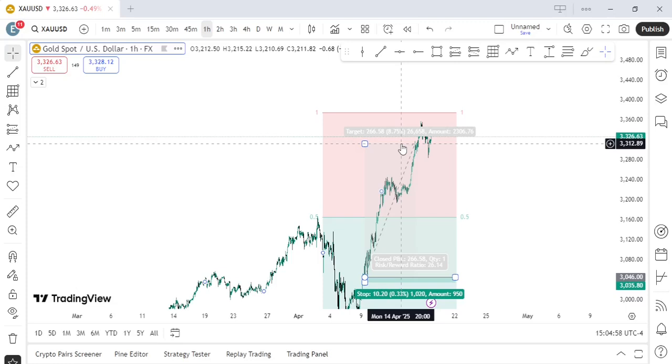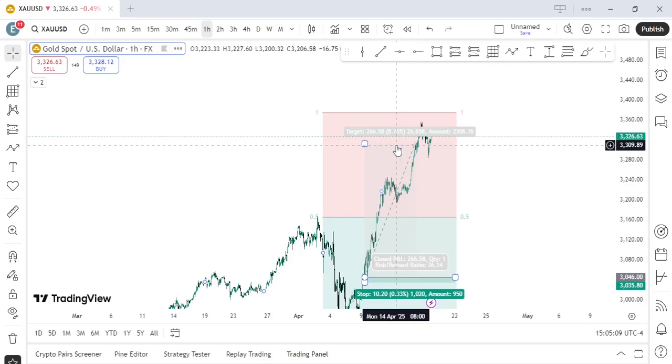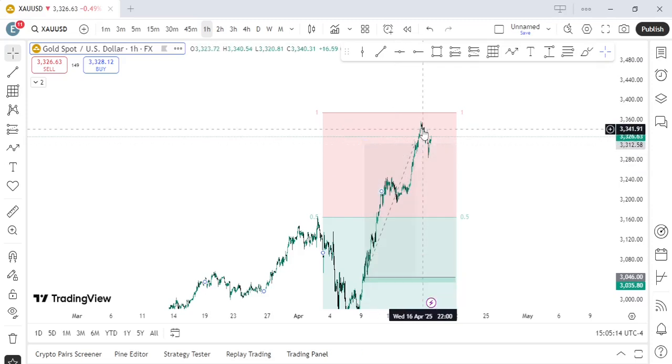So I didn't want to keep prolonging this, because this was about a whole week. It was about 6 days. So I didn't want to prolong it. So I just set my TP at this level right here, and price on Wednesday tapped my TP, and that was it.